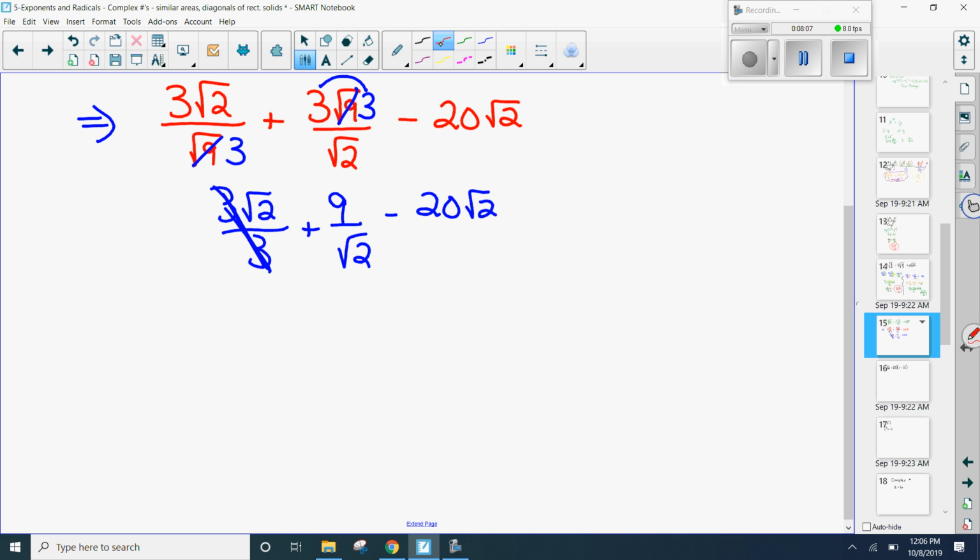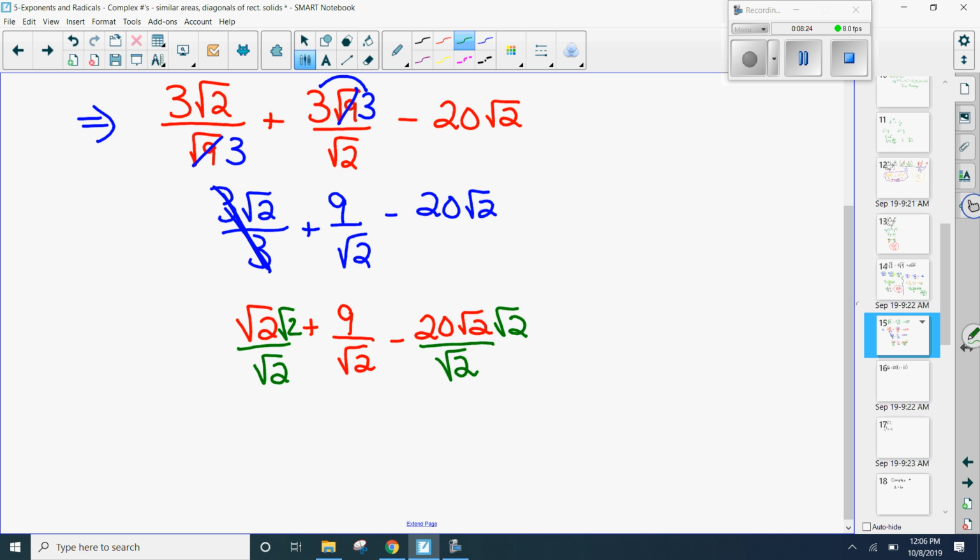Okay, so it looks like this. The square root of 2 plus 9 over radical 2 minus 20 radical 2. Your common denominator is radical 2, so you multiply the first fraction and the last fraction, which gives you 2 plus 9 minus 40. Radical 2 times radical 2 is 2, times 20 is 40. Hopefully I got all my signs correct this time.